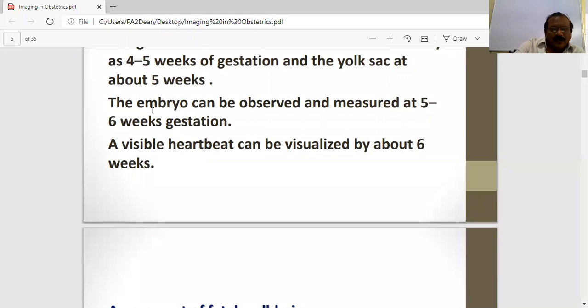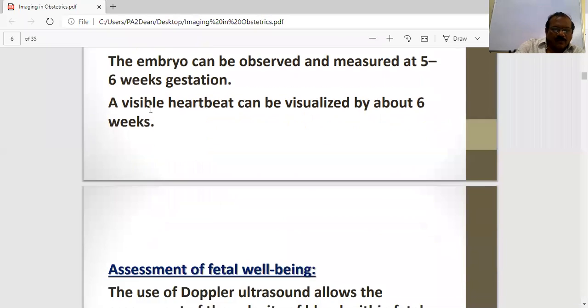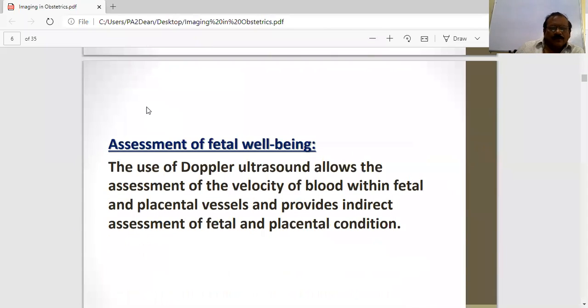The viability of the fetus can be assessed by seeing the fetal heart rate and fetal cardiac pulsations from 6 weeks onwards. Assessment of fetal well-being: the use of Doppler ultrasound allows assessment of the velocity of blood within the fetal and placental vessels and provides an indirect assessment of the fetal and placental condition.